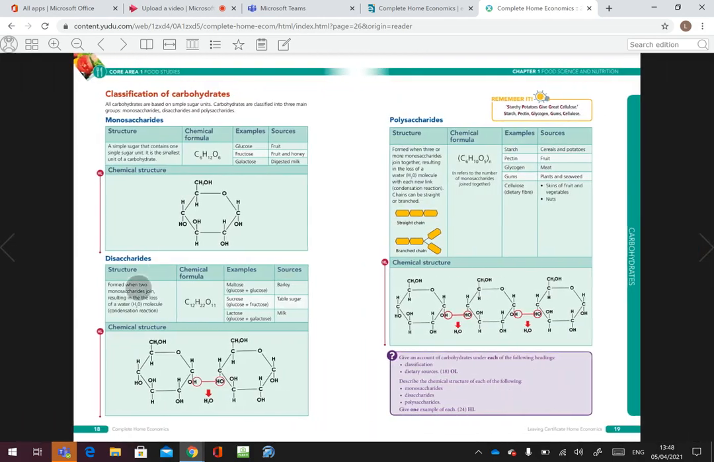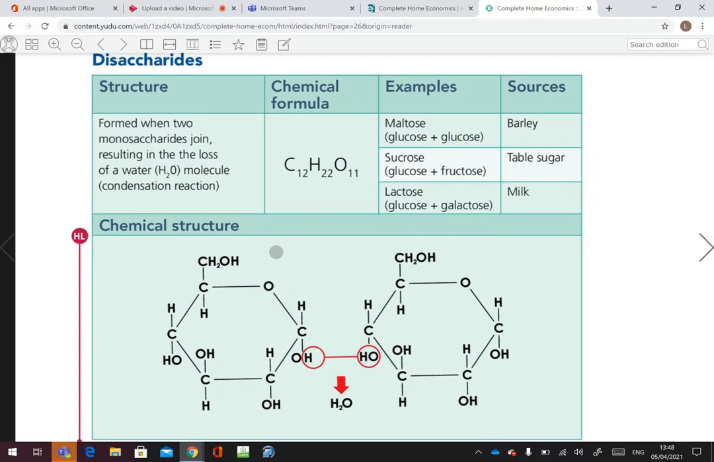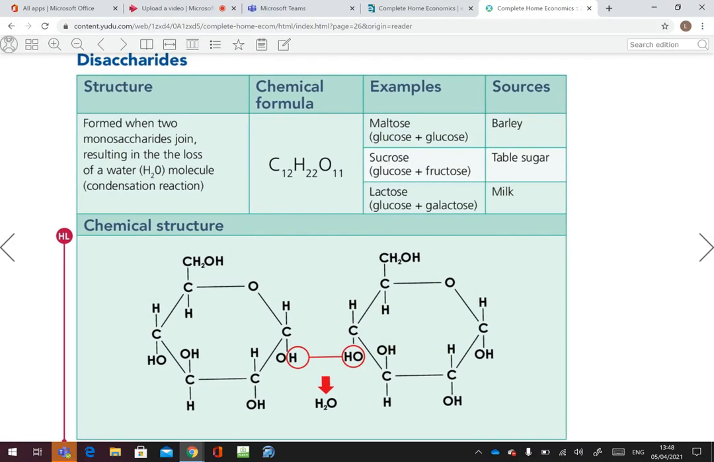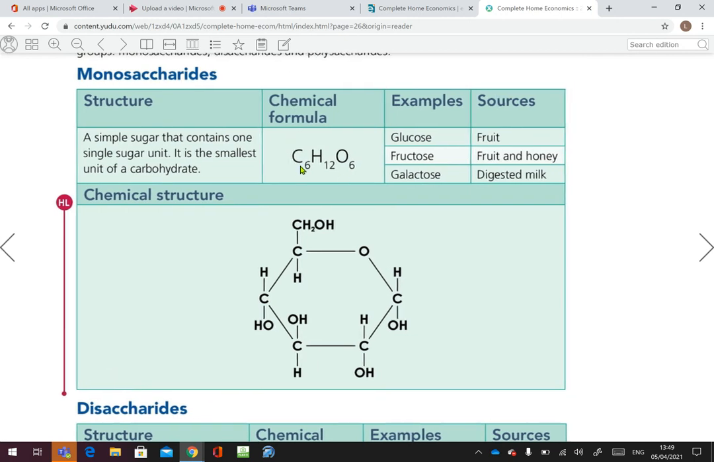The disaccharides are next. And these are where two monosaccharides chemically combine with the loss of water, H2O. Okay, and that's called a condensation reaction. So two monosaccharides join, H2O is taken out, and that's called a condensation reaction. So if you look here, C12H22O11.